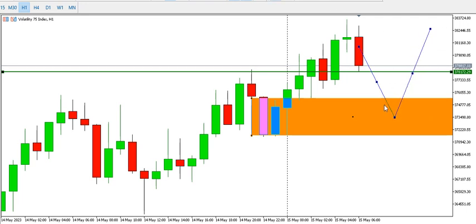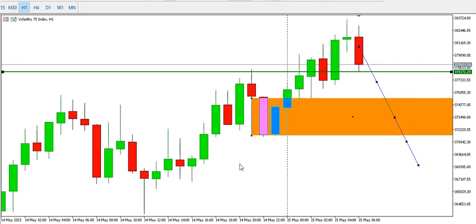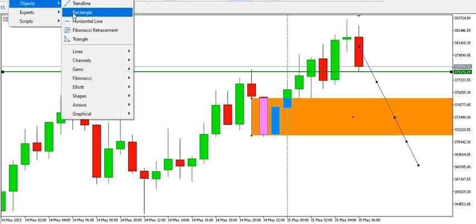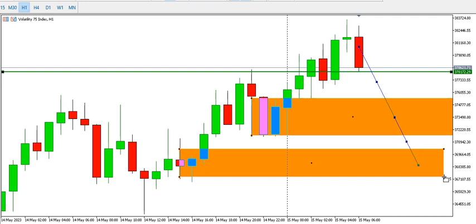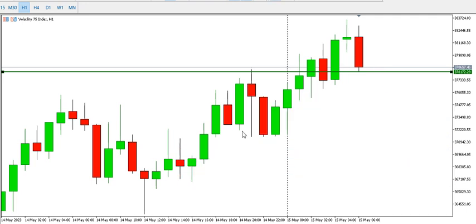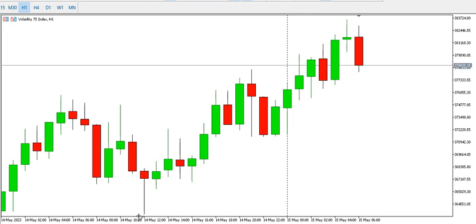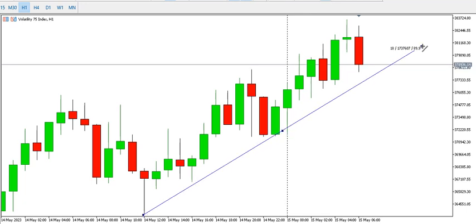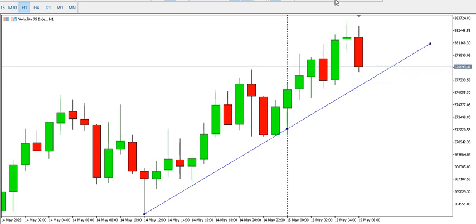Okay, and a failure of this other block will send price further down to this particular other block around here on the 1-hour time frame. But for now, the current trend is bullish. Bullish in the sense that price is currently respecting this ascending trend line. A test of this trend line might send price up. Okay, so that's that for the 1-hour time frame.